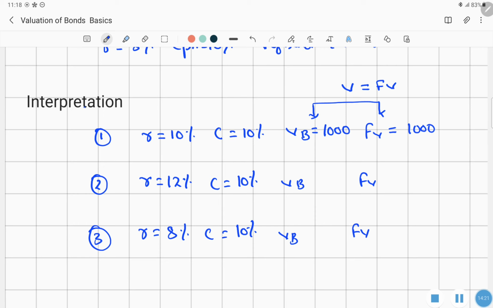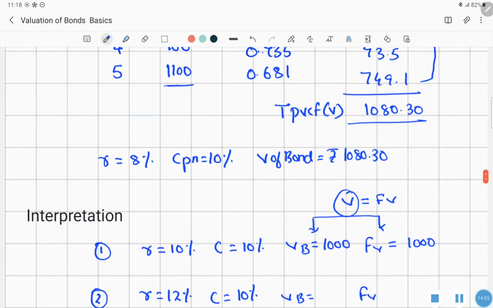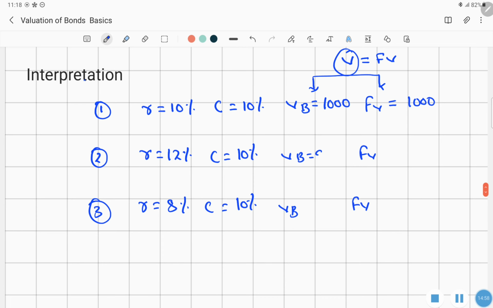So when the coupon rate is equal to the required rate of return, we find the value of the bond is equal to the face value of the bond. So the calculated value of the bond is equal to the face value of the bond. And in a similar way, when we have done a variation on required rate of return of 12%, we find that the value of the bond that we have found for 12% is 927.50, and the face value of the bond we are having is 1000.